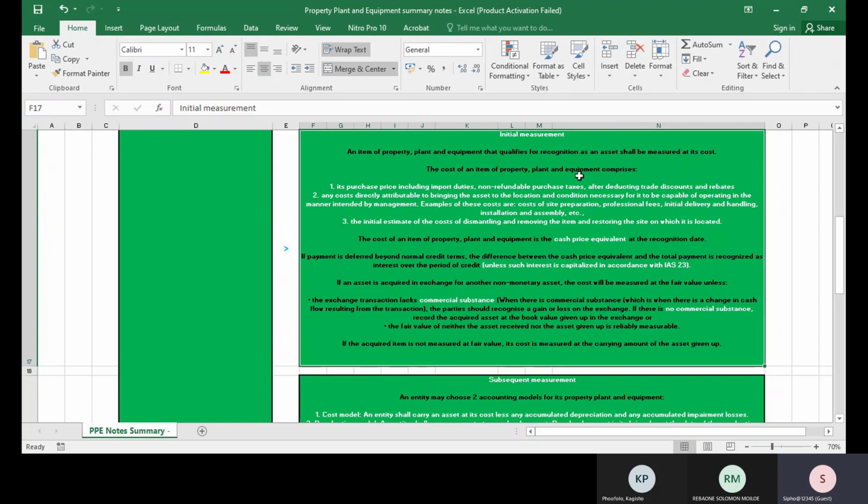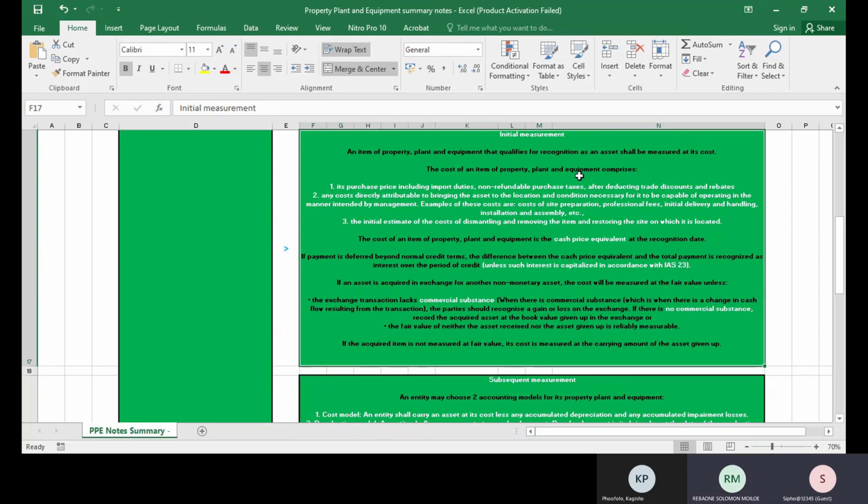After deducting trade discounts and rebates, if there were any. So basically you take the purchase price, you add the import duties and non-refundable purchase taxes, then you deduct the trade discounts and rebates. So in your exam question, if you see trade discounts and rebates, you subtract them from the cost of an asset. Then the net amount you recognize as an asset.